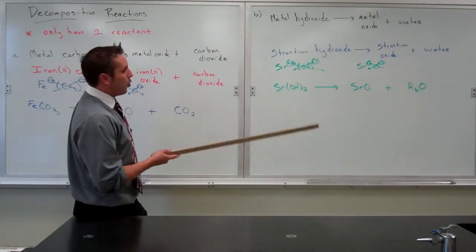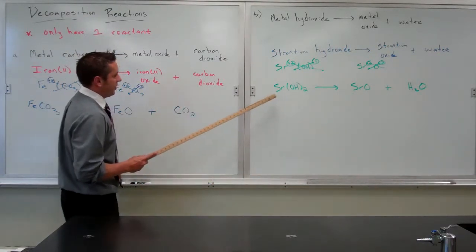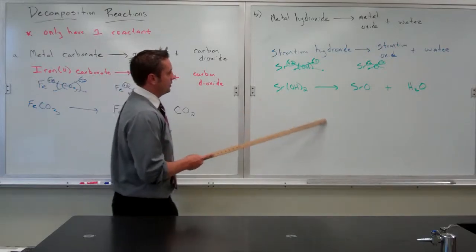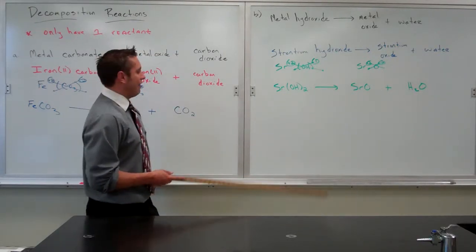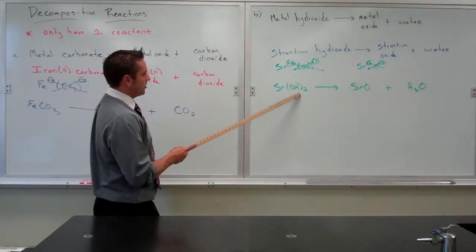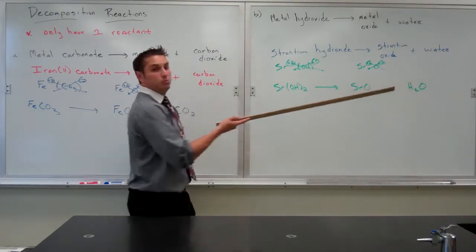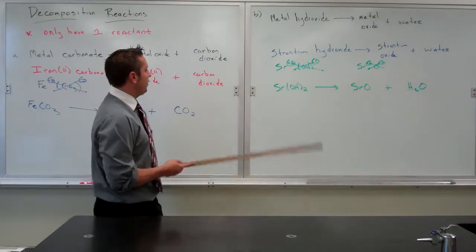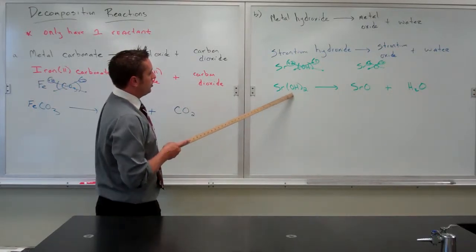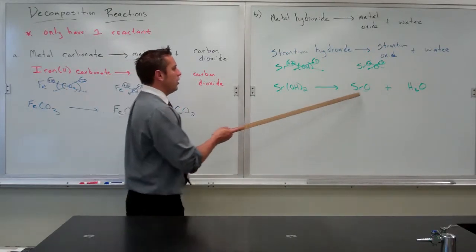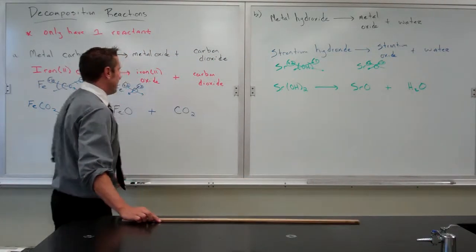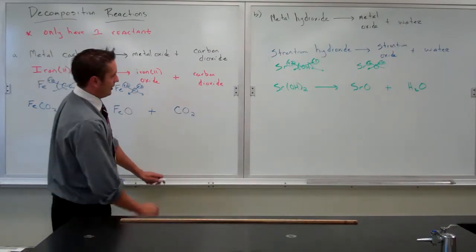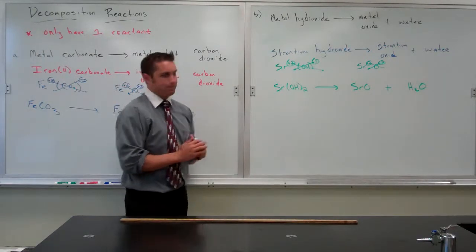So we take a look. According to our rules, Sr gets balanced first. So I see one on the left, I see one on the right. Next, hydrogen gets balanced. 2 times H means 2 on the left. H2 means 2 on the right. We are good there. Lastly, oxygen. 2 times O on the left means 2. 1 O plus another O means 2 on the right. That means this is balanced correctly, so we have a good equation.